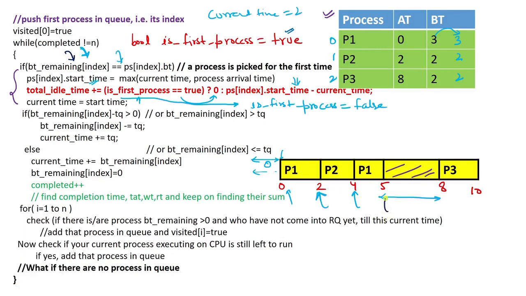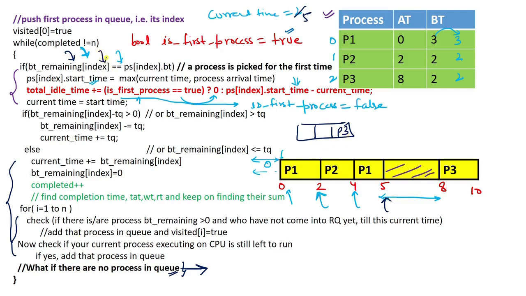Now let's assume the current time is 5, by this code. Now this code will be adding the processes inside the queue. No new process will be coming from here, because from 5 to 8 there is no process, so this queue will be empty. So what if there are no processes in the queue? The code that we have just seen will be adding P3 inside this queue, so that there is at least one process inside the ready queue.